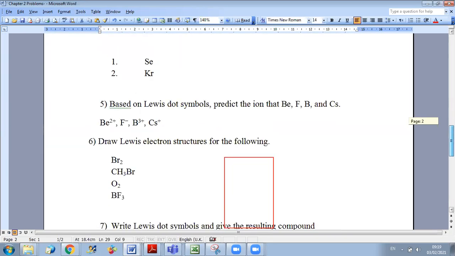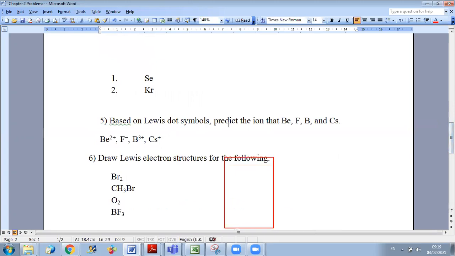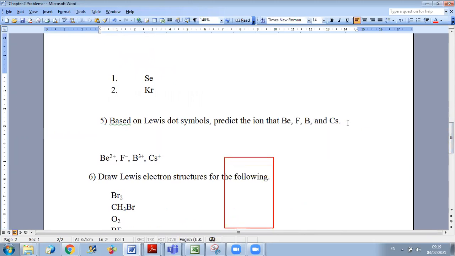Now, another question. Based on Lewis dot symbols, predict the ion given by the following elements: Be, F, P, and Ts. So of course, the strategy, in order to determine the ion resulting from an atom, is that we should find the number of valence electrons.